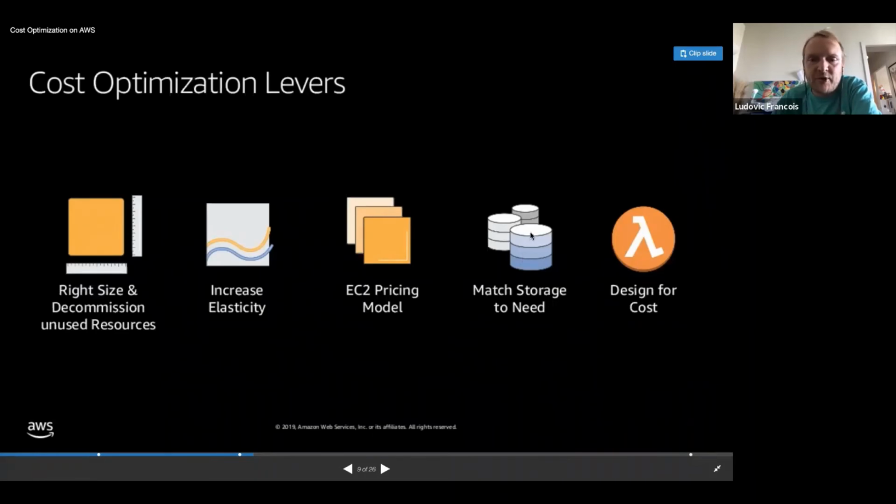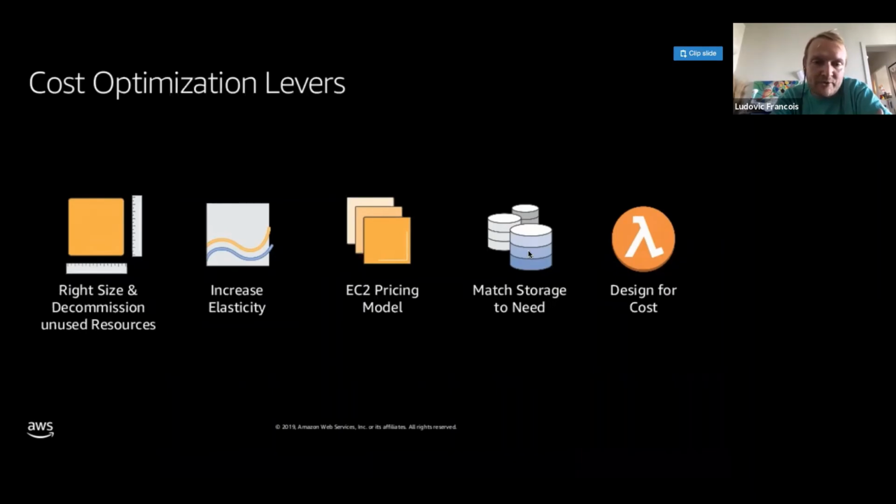Same thing for storage. You don't buy storage like you used to on-prem. You can buy IOPS or you can buy throughput, so it's two different equations. And you don't need to have your storage provisioned all the time.